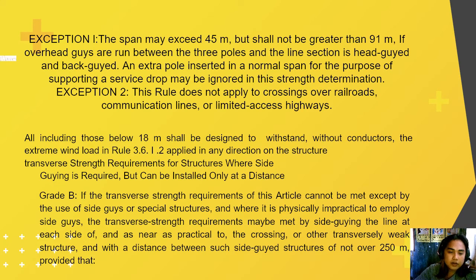Transverse strength requirements for structure where side guying is required but can be installed only at a distance, so grade B. If the transverse strength requirements of this article cannot be met by the use of side guys or special structure and where it's physically impractical to employ these side guys, the transverse requirements may be met by side guying the line at each side of, as near as practical to, the crossing or other transversely weak structure, and the distance between such guyed structures is not over 250 meters.